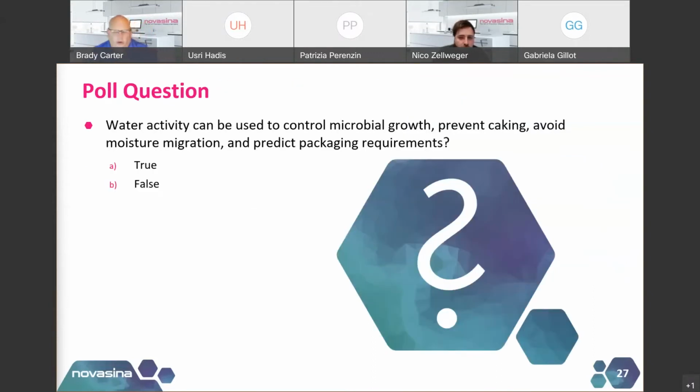Okay, so we're going to finish up with our application section. Another quick poll question. This is a true or false. Water activity can be used to control microbial growth, prevent caking, avoid moisture migration, and predict packaging requirements. So is that true? Can it do all of those things, or is it false that it can't do all those different things? Go ahead and take some time and answer that question, if you will.